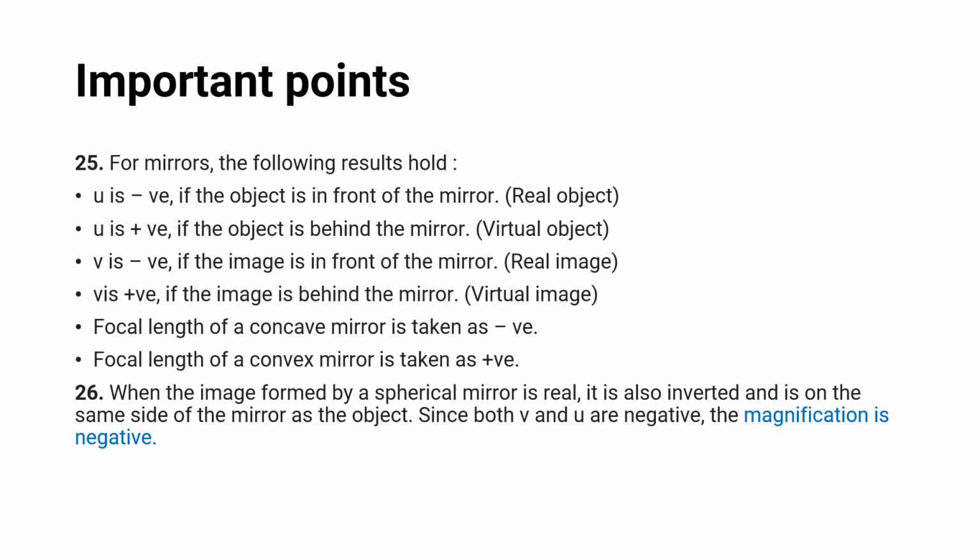Focal length of a concave mirror is taken as negative. Focal length of a convex mirror is taken as positive. When the image formed by a spherical mirror is real, it is also inverted and is on the same side of the mirror as the object. Since both V and U are negative, the magnification is negative.